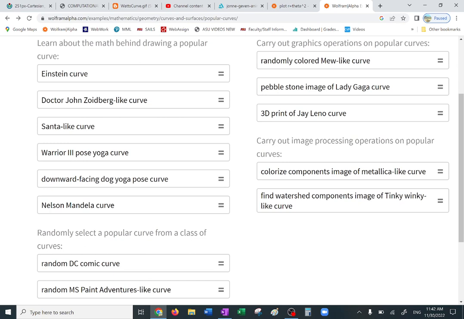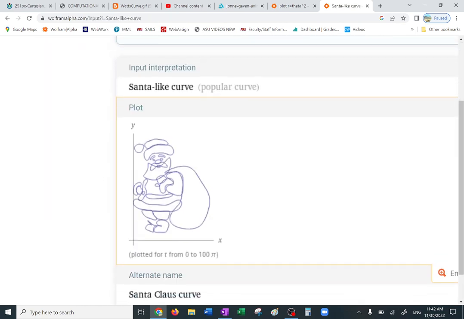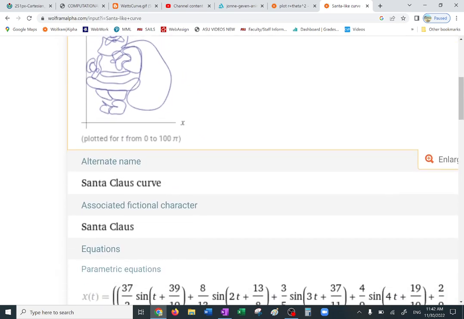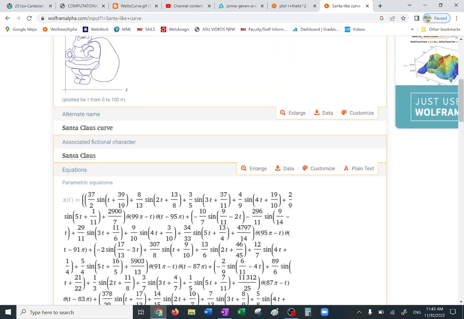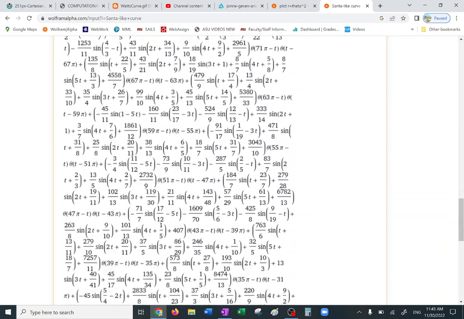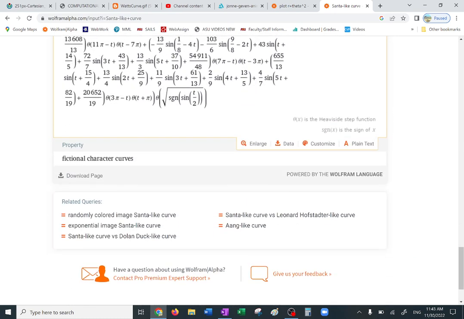Choose next one. Santa. Let's do Santa. Look at this dude. Good choice, because I actually will show you something interesting about Santa as well. Sines and cosines. Look at this thing. Include fictional character. Come on.